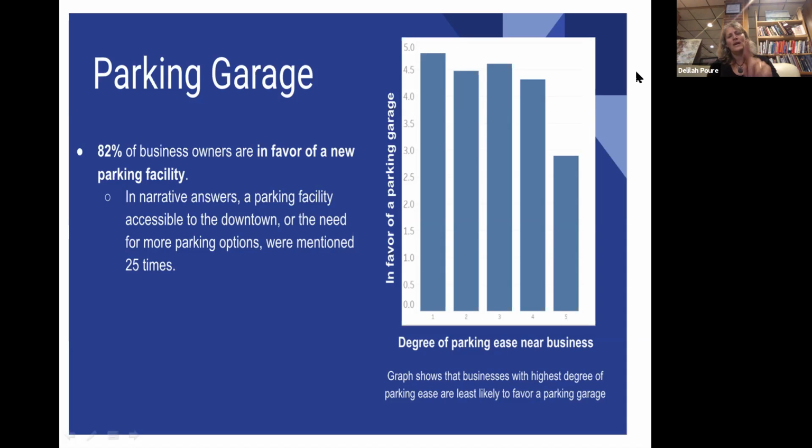Oh, let's see. So yes, number 1, it's very easy, then I don't really need a parking garage, versus on the far left, it's very difficult, therefore I need a parking garage. So that was one way to show it.